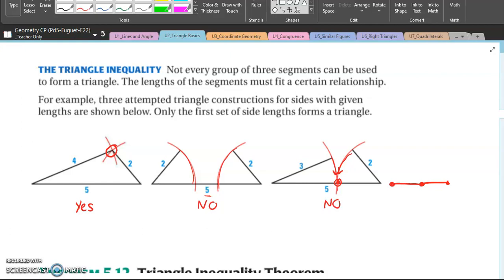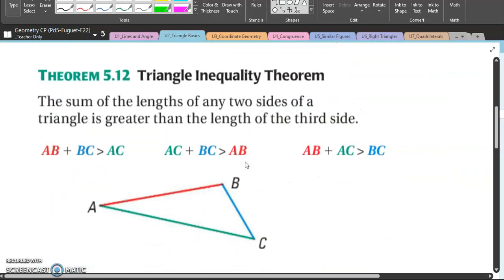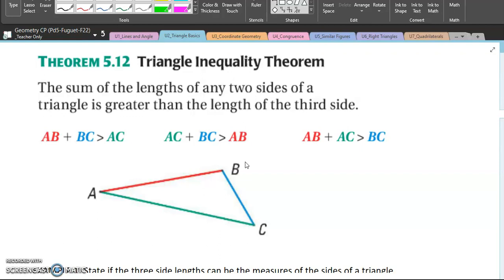So why is that? This has something to do with the triangle inequality theorem. What you hopefully have already deduced from the intro activity is that the triangle inequality theorem says that the sum of the lengths of any two sides of a triangle is greater than the length of the third side. That's a generalization statement. You can take any two sides of a triangle, add them together, and they must be bigger than the third side.